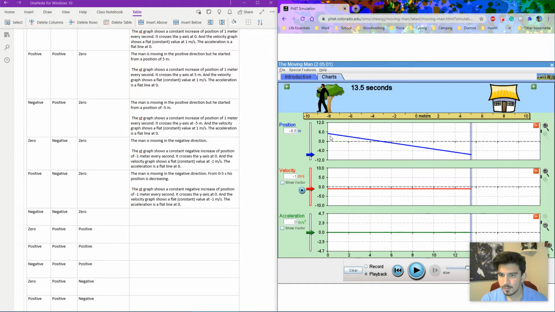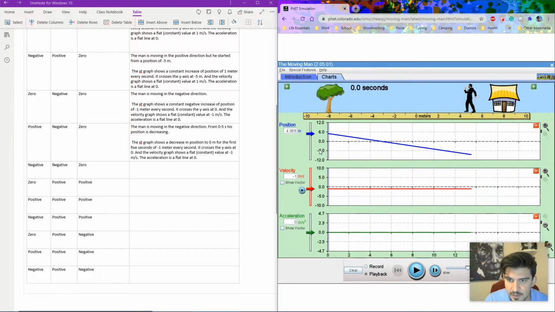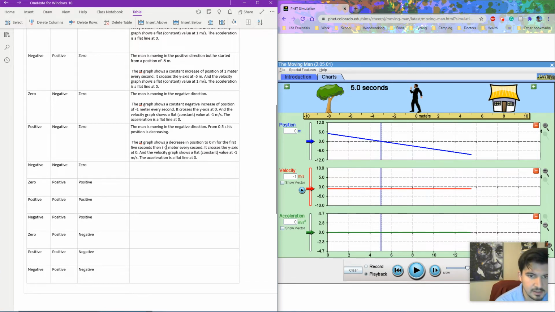No matter where you take the slope on this line, you will always get a velocity value of -1. And because the velocity does not change, the acceleration is 0. So let's make a few edits here. We would say the XT graph shows a constant negative increase of position of -1 meter every second. That is true. Okay. The thing that I would change here to be a little bit more specific is we would say the XT graph shows a decrease in position to 0 meters for the first 5 seconds. Okay, and that's representing the fact that for those first 5 seconds, his position was decreasing to 0. Then increased by -1 meters every second after that.